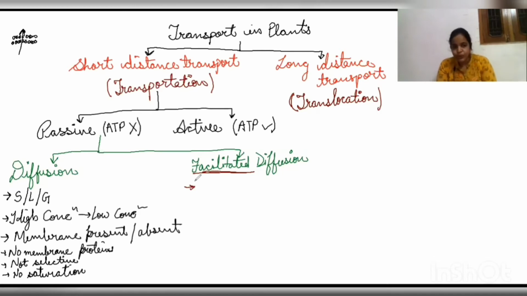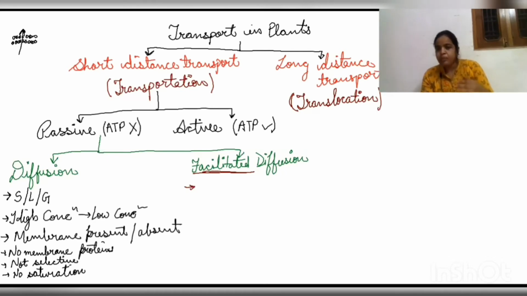As I told you, if a substance is lipid soluble, or fat loving, then it will get into the cell through the lipid bilayer. But what if the molecule or substance which is supposed to be transported from one cell to another is not fat loving, but water loving, hydrophilic, polar substances?